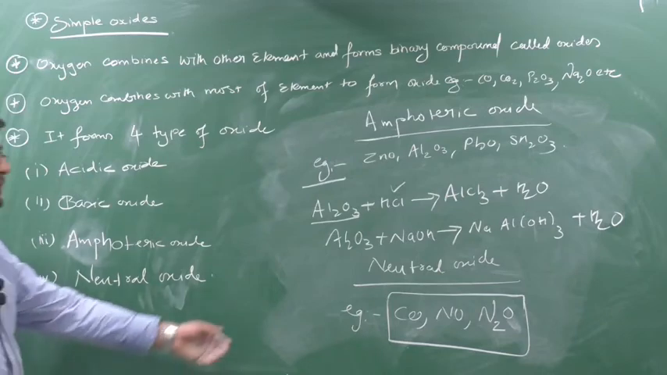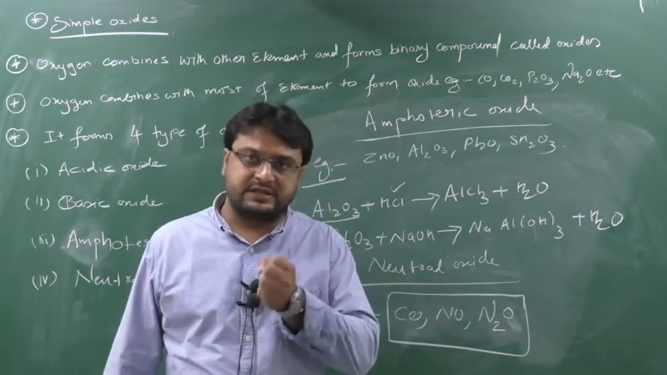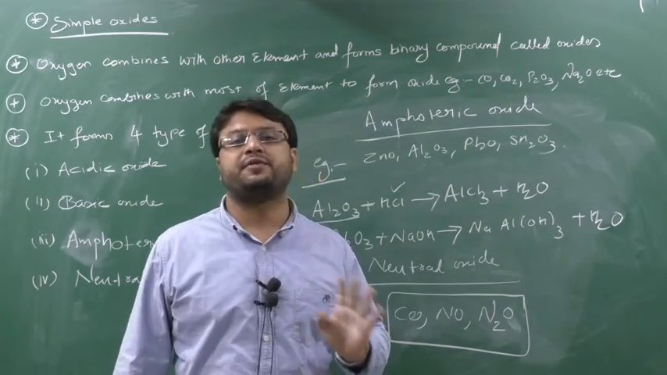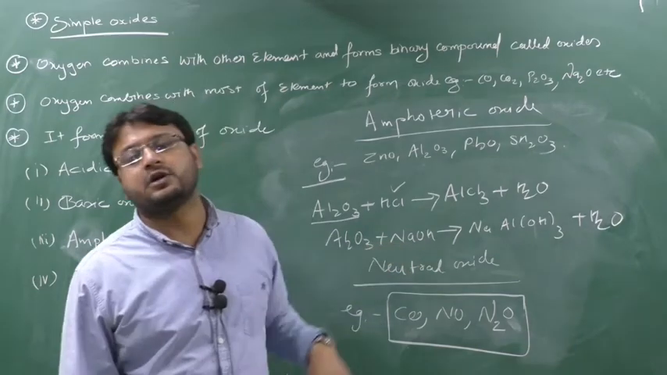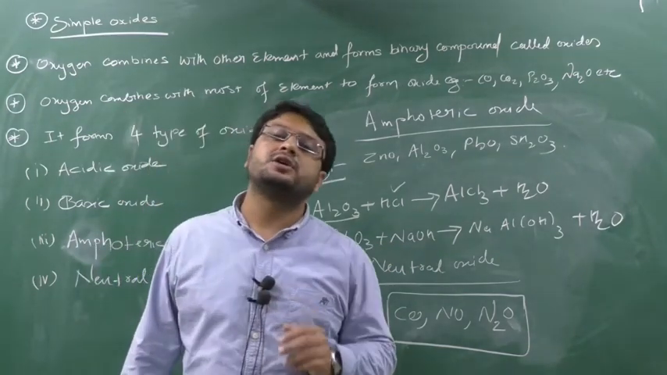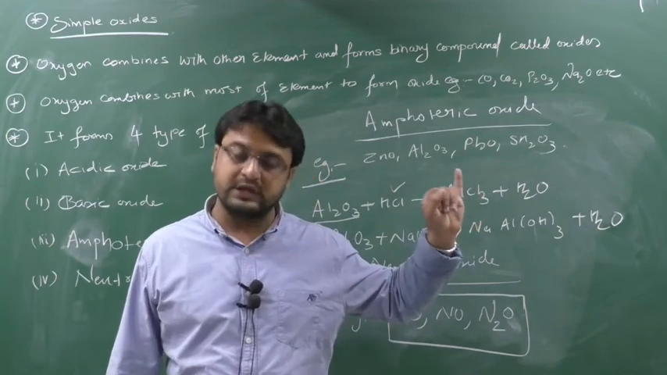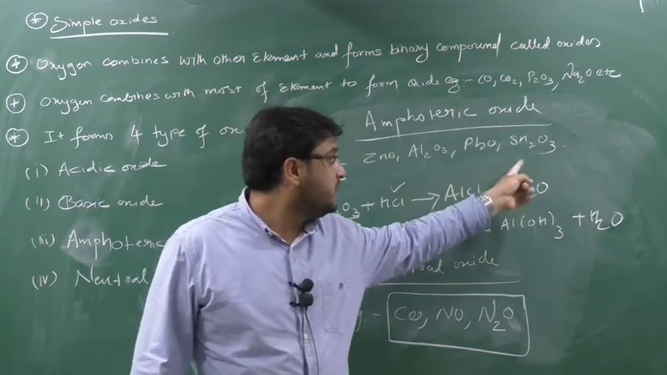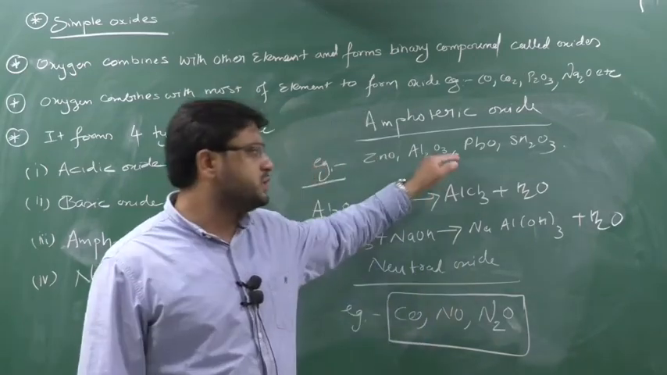Clear? So what do we mean by neutral oxide? Neutral oxides are ones which will not react with acid as well as will not react with base. So this type of oxide is known as a neutral oxide. What do you mean by amphoteric oxide? Amphoteric oxides are the oxides which will react with acid as well as with base. Examples: Al2O3, ZnO, PbO and SnO2. Please remember, please mug it up. Clear? Because from these, questions can come.